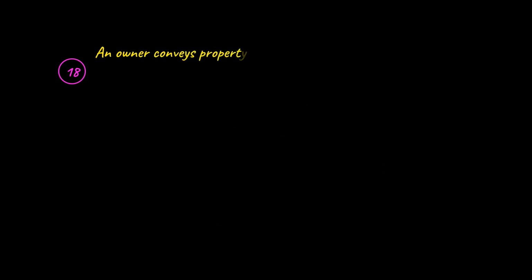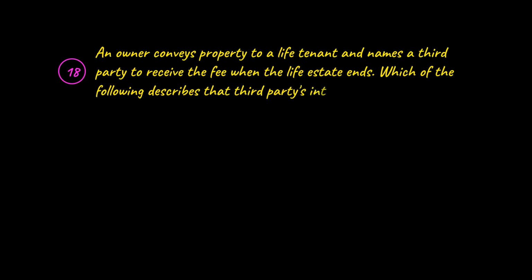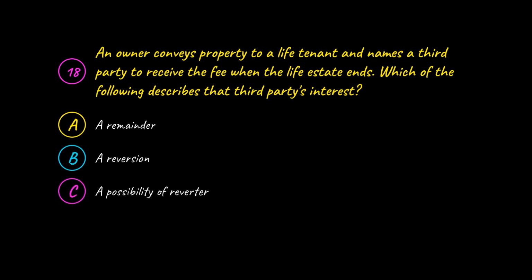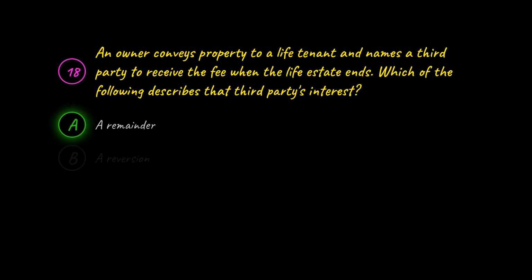Question 18. An owner conveys property to a life tenant and names a third party to receive the fee when the life estate ends. Which of the following describes that third party's interest? Your options are A, remainder, B, a reversion, C, a possibility of reverter, D, a leasehold. Take a second. Which answer would you pick? The correct answer is A, a remainder.